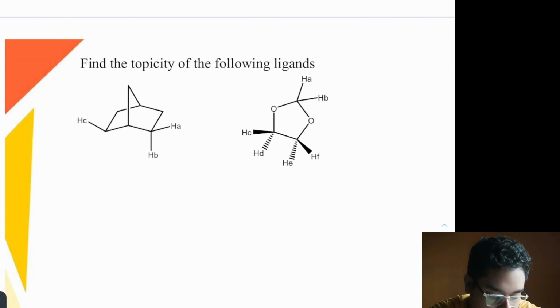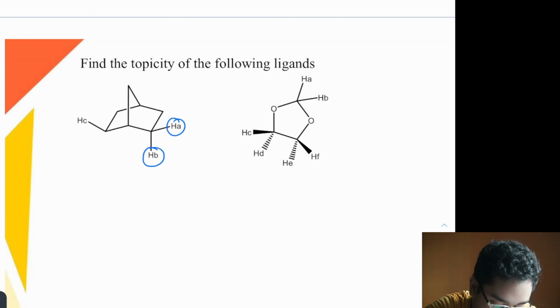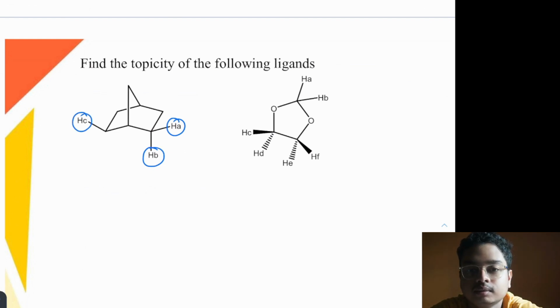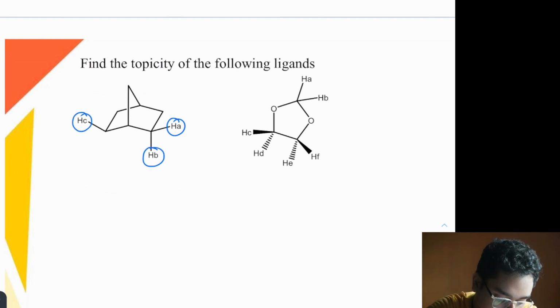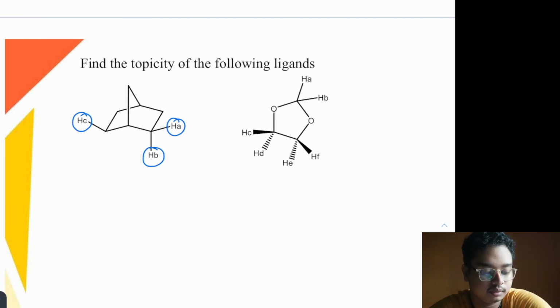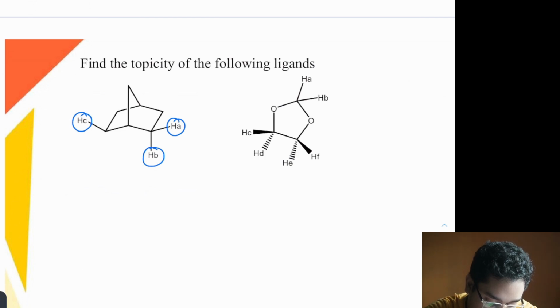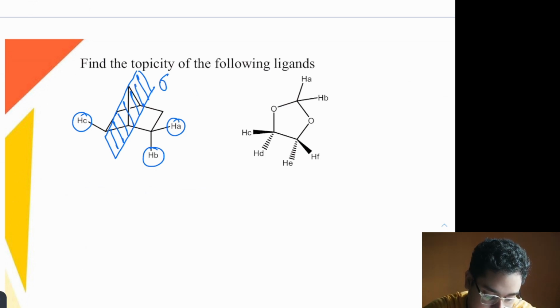In the next question, we have to find the topicity of the following ligands: HA, HB, and HC. Now we are simply using the symmetry criteria. In this particular case, between HA and HC, we see a plane of symmetry. This plane contains these two groups also. So these two have a mirror image relationship.